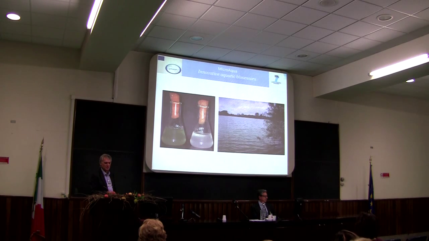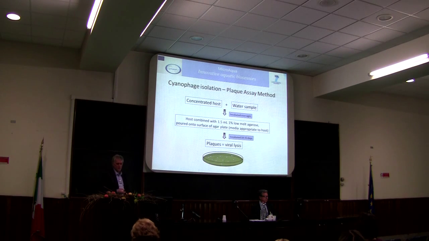Can we do the same in nature and use these viruses to control natural populations of cyanobacteria? So, the steps then in testing this process. First of all, one has to isolate oneself some cyanophage, which is the easiest part of the whole process.